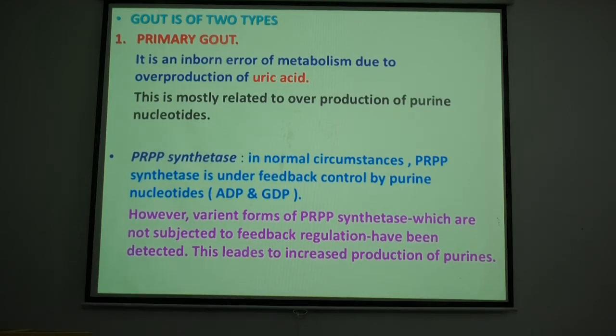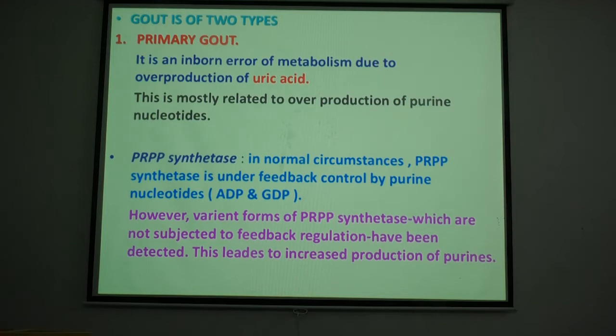What are the causes? Very important. Why does uric acid synthesis increase? The first cause is the enzyme PRPP synthetase. PRPP synthetase is under feedback control by purine nucleotides. But when it is not under feedback control, more and more uric acid will be synthesized.